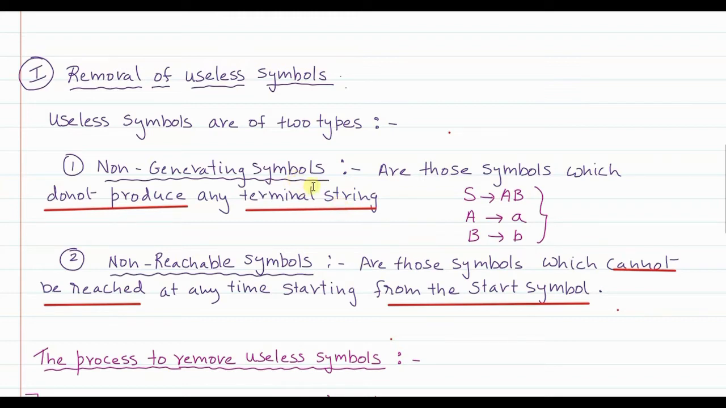Then what is a non-generating symbol? Now in this example you see non-terminal A can replace itself with small a. So A will vanish and in that place you will have a terminal, small a. Similarly non-terminal B can also be replaced with small b. So this non-terminal B can replace itself with a terminal string, so that capital B is lost and what you get is small b. So both A and B are able to substitute themselves with terminal strings. So they are both generating.